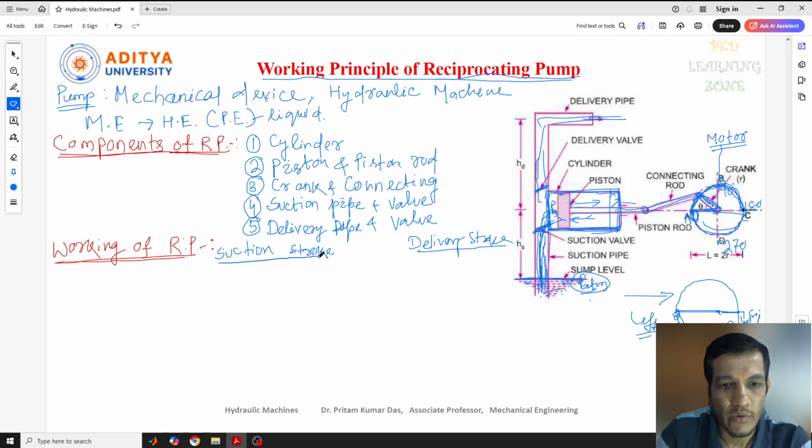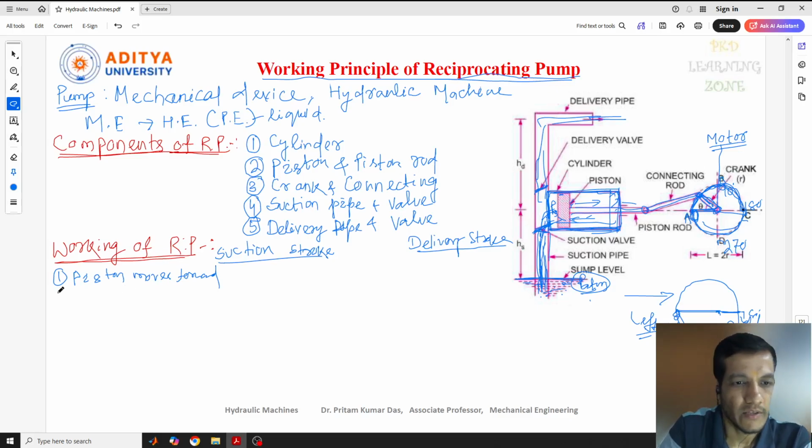In the suction stroke, suppose the piston moves forward, in this forward direction. You can consider from here to here as the forward direction, or you can consider it backward. If you consider this as backward, then the other side you need to consider as forward. So this is the first one.